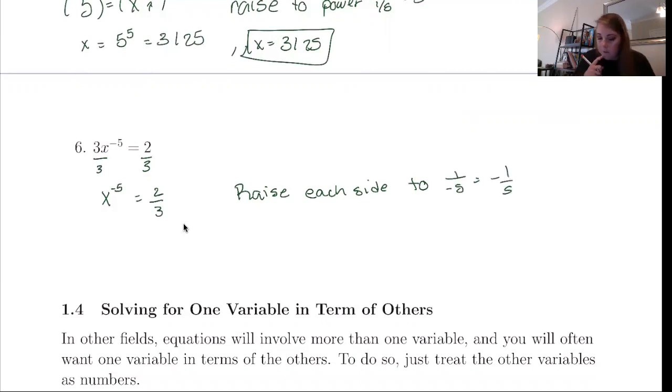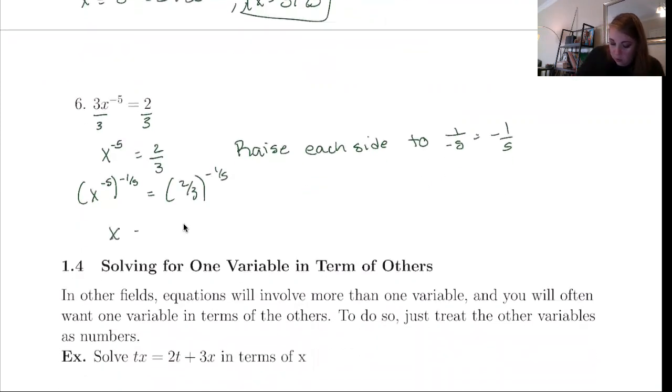I just moved the negative out front. So x to the -5 to the -1/5 equals 2/3 to the -1/5. All right, so this is like multiple things going on at once. So when I have a negative in the exponent, what happens to this fraction? It flips, right? So this is going to be the same as 3/2 to the 1/5. So I'm just applying that negative first.